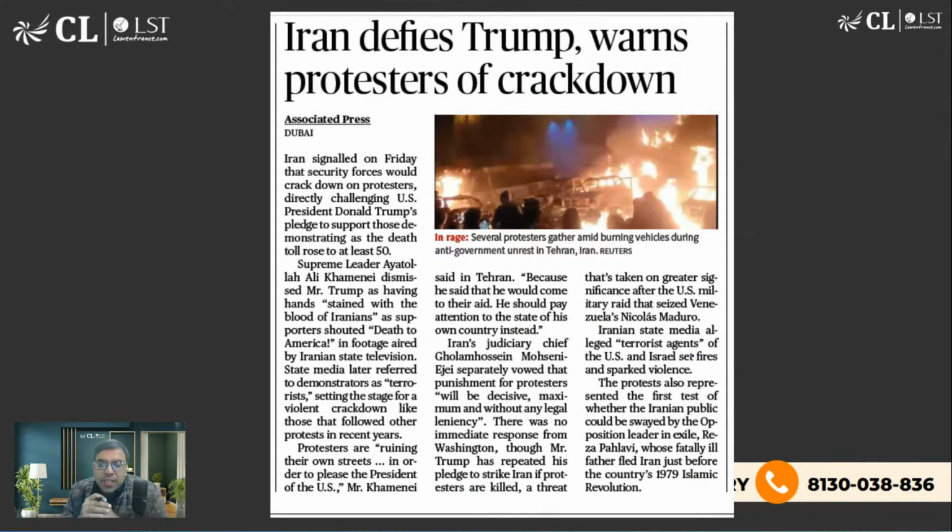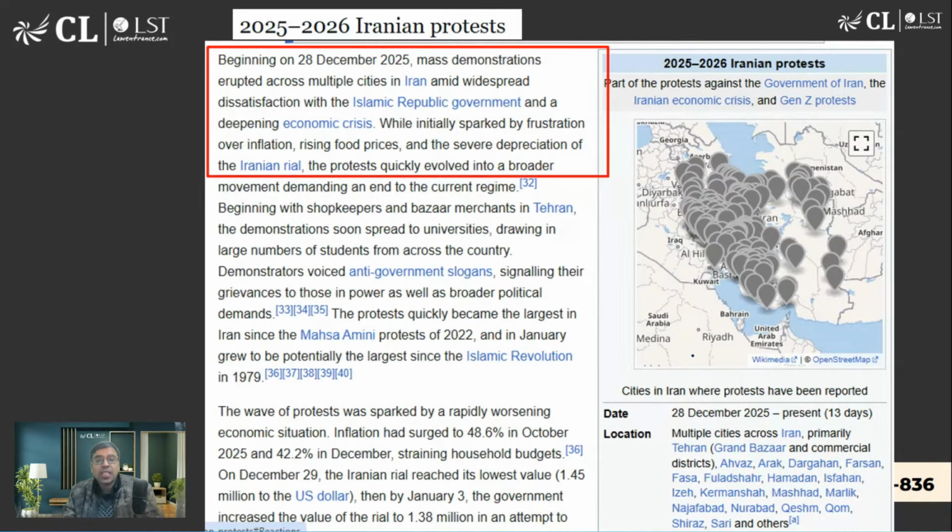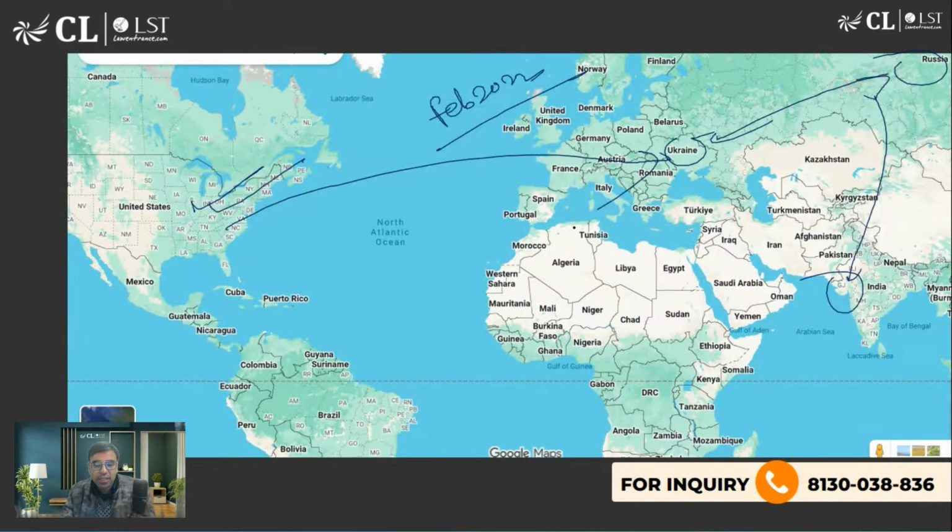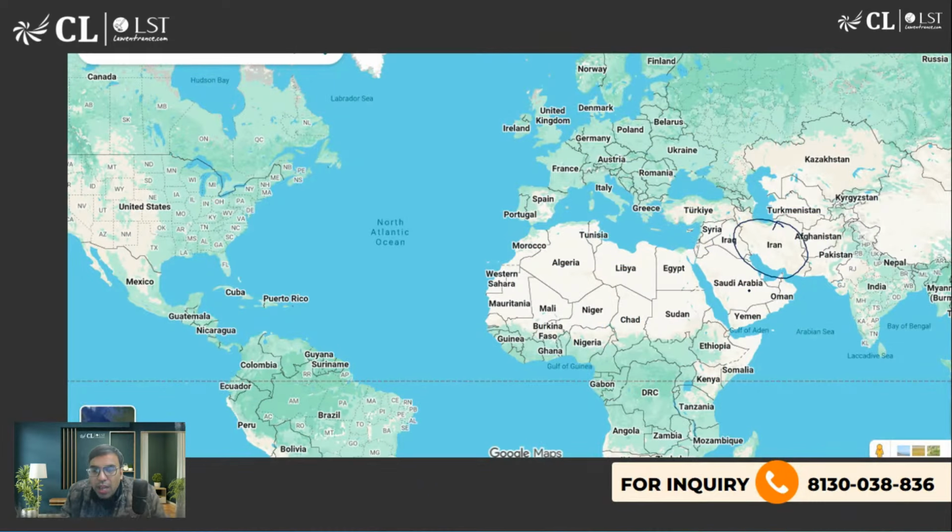Now, first page article, which is also very much in the news: Iran defies Trump, warns protesters of crackdown. So we are witnessing protests even in Iran. I'm sure you must be aware, here is Iran. And in 1979, we had seen what happened in Iran. Can anyone tell me? The Iranian Revolution. Before that, there was the Pahlavi dynasty. It was actually a kingship type thing.